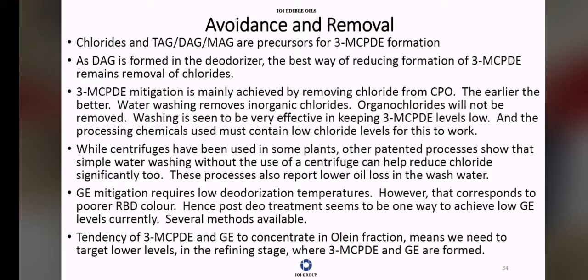There is a tendency for 3-MCPDE and GE to concentrate in the olein fraction, which means that we need to target lower levels than what has been specified by MPOB. So at the refining stage, where the 3-MCPDE and GE are formed, we cannot look at 2.5 ppm as a guideline. We need to look at lower levels, and that lower level will depend on your own processes, once you've actually developed your own correlation on the formation of 3-MCPDE and GE in your respective plants.